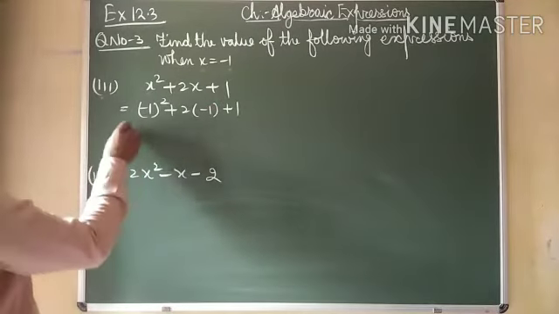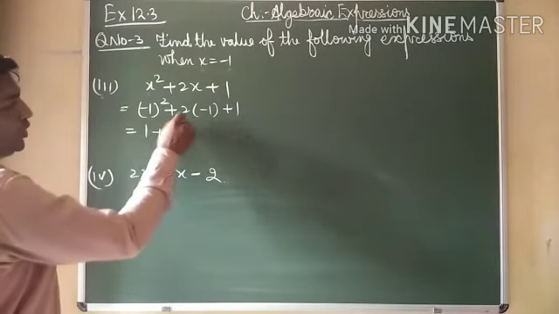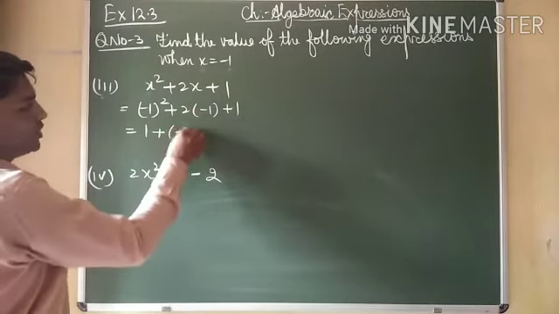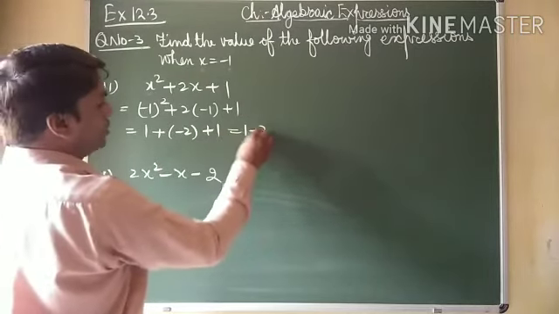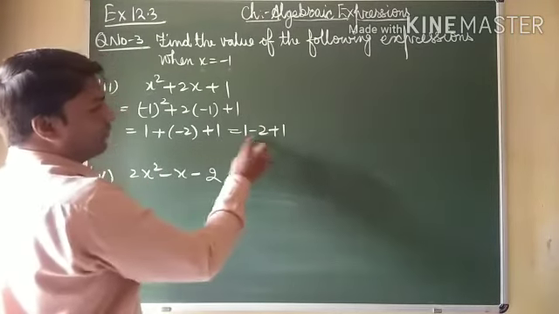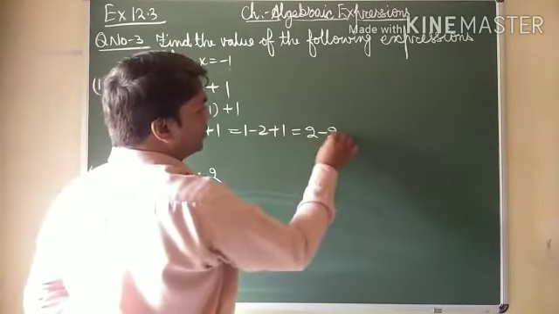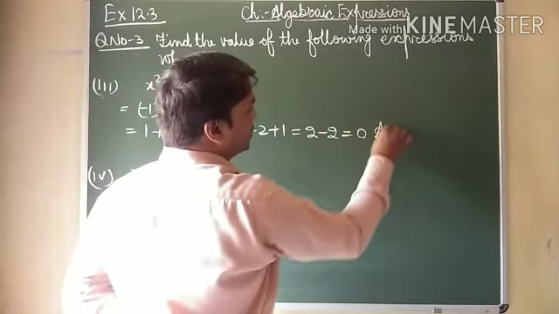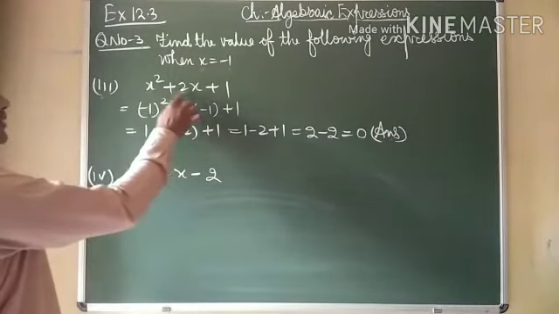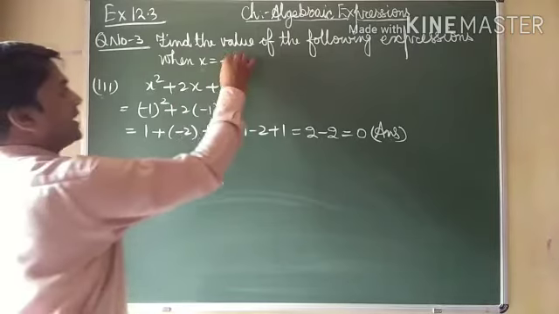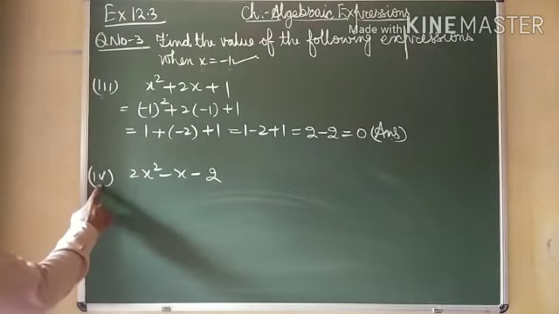Now minus 1 square is equal to 1. So it becomes 1 plus 2 into minus 1, minus 2, plus 1. So this becomes 1 minus 2 plus 1. Now 1 plus 1 is equal to 2. So this becomes 2 minus 2 which is equal to 0. So 0 is the required value of the algebraic expression x square plus 2x plus 1 when x is equal to minus 1. Next is the fourth part.